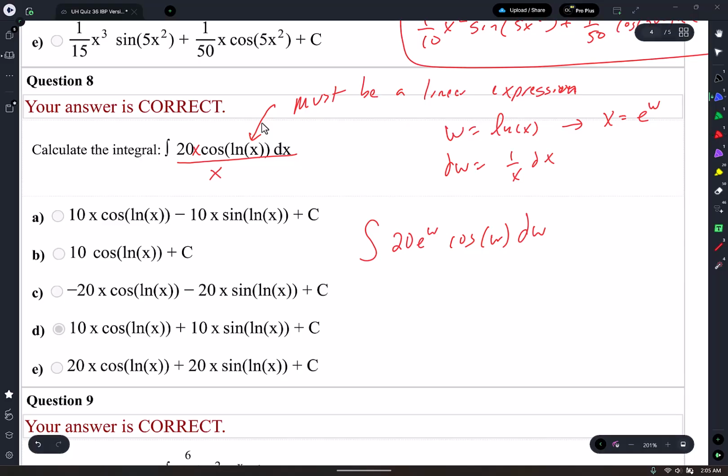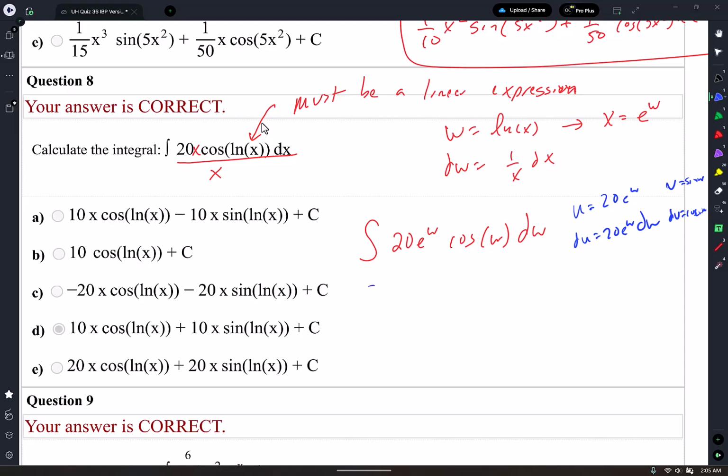So now I'm gonna go. Now I guess we could use the tabular method. I guess let's try it out. No, let's not, because we can go forever, right? Unless you know where to stop. But we're not there yet. So we're gonna say that u equals 20 e to the w. So du equals 20 e to the w dw. And we're going to say that dv is cosine w dw. So v is going to be sine w.